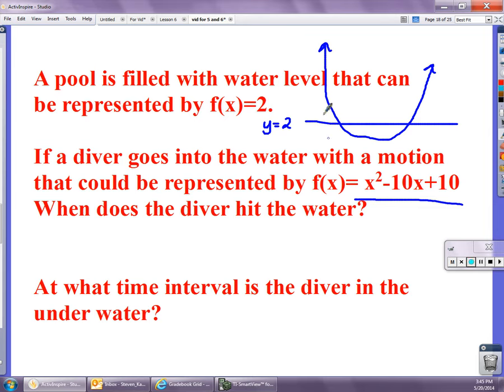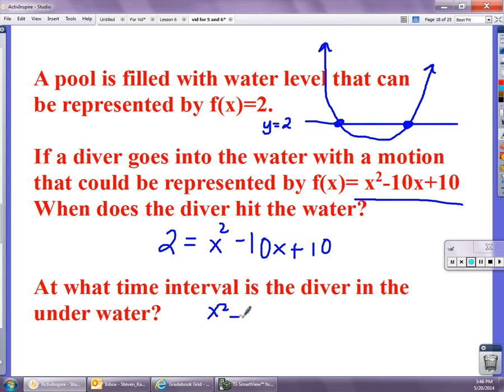It says, when does the diver hit the water? That's going to be right here. So it'd be best if I find out when my quadratic equation intersects with my linear equation. So I'm going to set them equal. I'm going to find out when this equation will equal 2 feet. Since I know that the height of the water is at 2 feet, if I solve this equation, I'm going to be able to figure out when this person hits the water. So again, I'm going to subtract 2 from both sides.